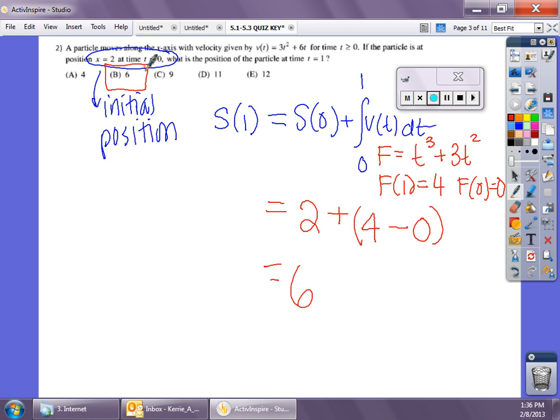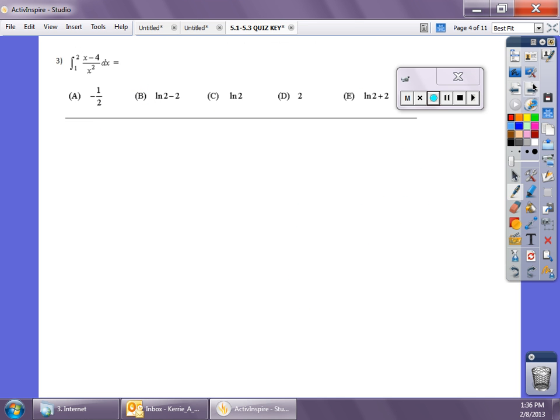Number 3. So this one, we talked about if there is a rule to do the derivative, meaning if I wanted to take the derivative of this function, I would need a quotient rule. We don't know any quotient rules for integrals, so that means it must simplify.